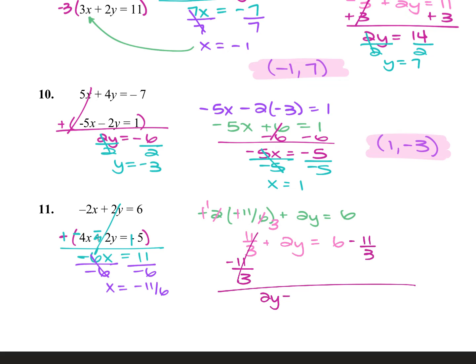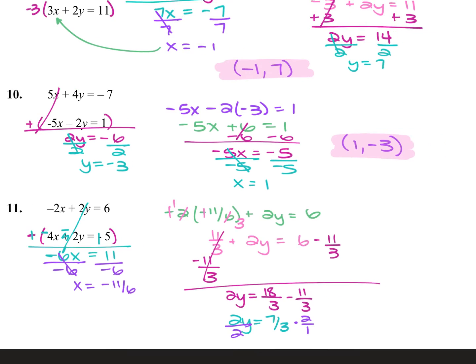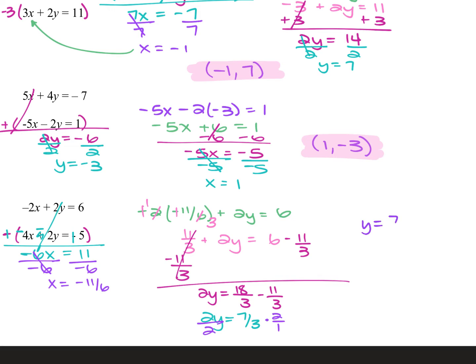So that's 2y is equal to, we said 6 over 1 is the same thing as 18 over 3 minus 11 over 3. So that is 2y is equal to 7 over 3. Divide each side by the 2. So we can rewrite this as y is equal to 7 over 3 divided by 2, times 1 over 2, which then gives us 7 over 6. There we go. So x and y, put them together. That gives us negative 11 over 6, comma, 7 over 6.